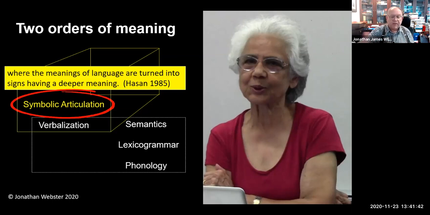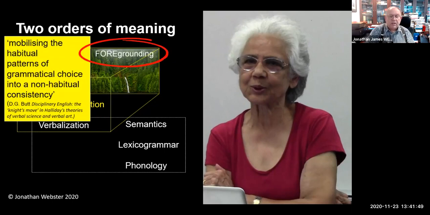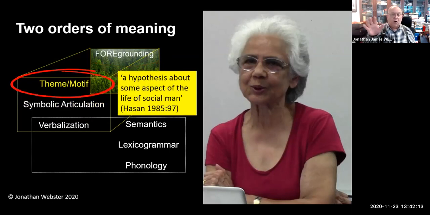As she puts it, where the meanings of language are turned into signs having a deeper meaning, another order of meaning. And this order of meaning she talks about as being achieved through foregrounding. How this metaphor is articulated is through foregrounding. And as David Butt puts it, mobilizing the habitual patterns of grammatical choice into a non-habitual consistency. And the whole purpose of all of this is to express a hypothesis, the artist's hypothesis about some aspect of the life of social man. There's a point to it. There is a meaning beyond just the words as they're put together and what they express.